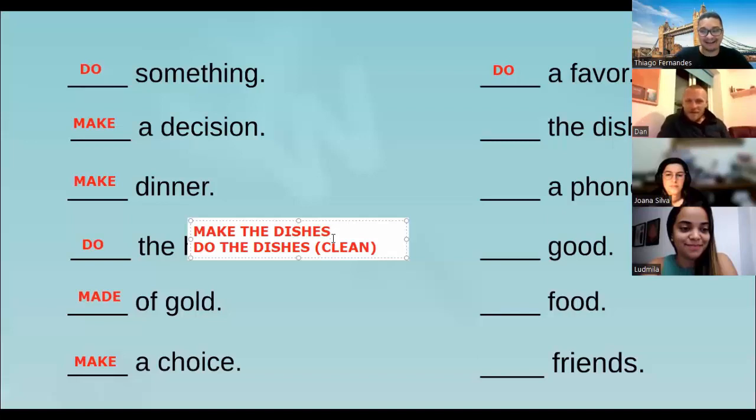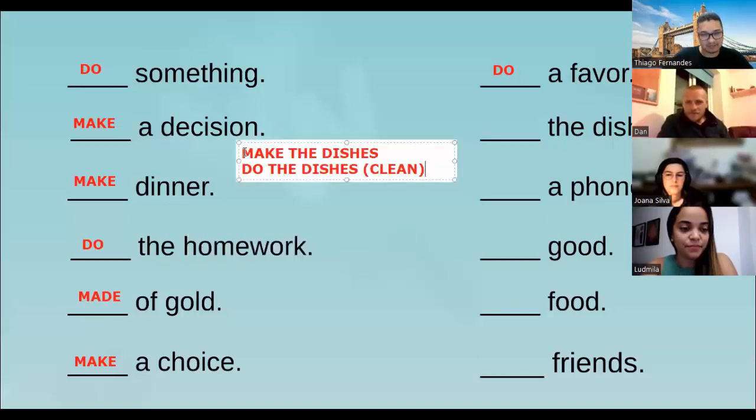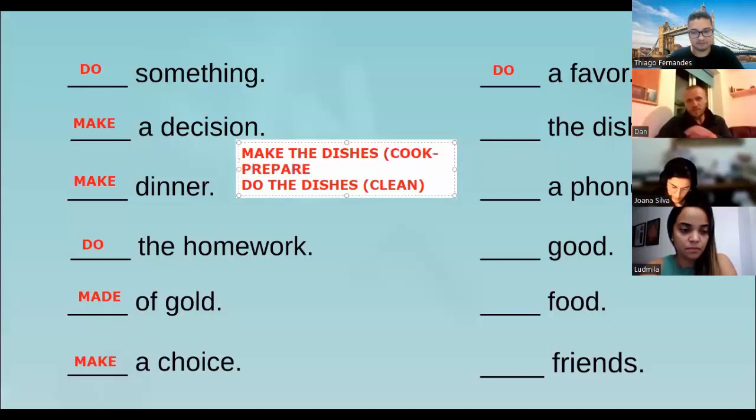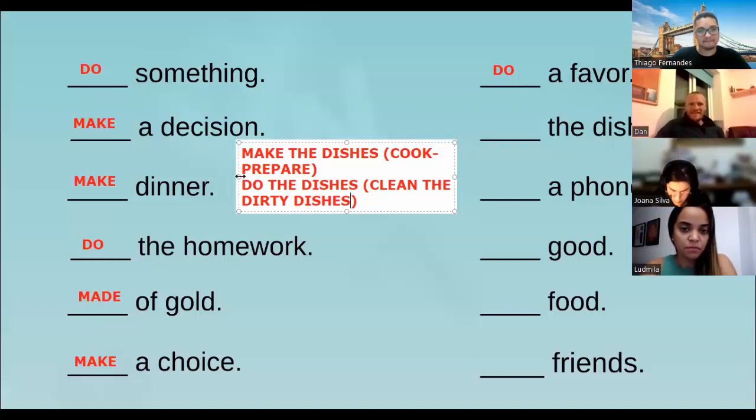That's a good one, Dan. Can you please explain to everybody the difference between these two sentences, make the dishes and do the dishes? A chef or a cook will make the dishes in the restaurant to serve to the people. You cook, to create the dish. If you come to my house for dinner, I will make some dishes in the kitchen and bring them to you. But do the dishes is cleaning afterwards. You have eaten and afterwards you do the dishes. Clean the dirty dishes, that's right.